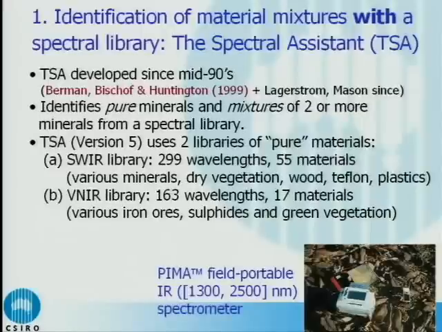We're now up to version 6, but that's not been publicly released. Version 5 has 2 libraries of pure materials. The larger and more important one is the shortwave infrared library. It has 299 wavelengths and 55 materials, soon to go up to over 60, with various minerals, dry vegetation, wood, Teflon, plastics. I'll show you shortly. A newer, less developed library is in the visible and near infrared, which has 163 wavelengths and only 17 materials, for iron ores such as hematite and sulfides, and green vegetation. This is what we started with for developing the shortwave infrared with this PEMA.